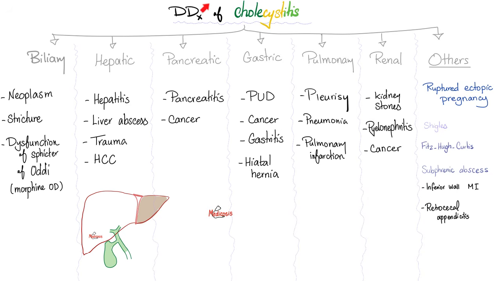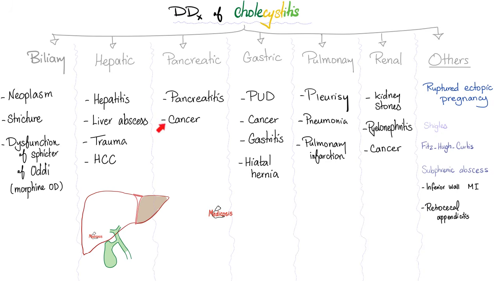Here is the deal. Differential diagnosis of cholecystitis, the extended version. Biliary, hepatic, pancreatic, gastric, pulmonary, renal, and others. Biliary: neoplasm, stricture, dysfunction of the sphincter of Oddi, especially if the patient overdosed on morphine or a morphine-like drug, like heroin, oxycodone, fentanyl, sufentanil, etc. Hepatic causes: hepatitis, liver abscess, trauma, or hepatocellular carcinoma, formerly known as hepatoma. Hepatoma is not benign, hepatoma is malignant.